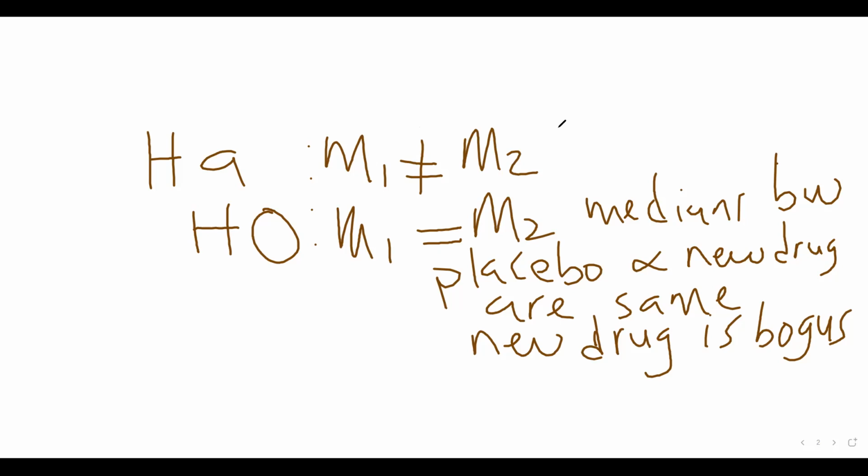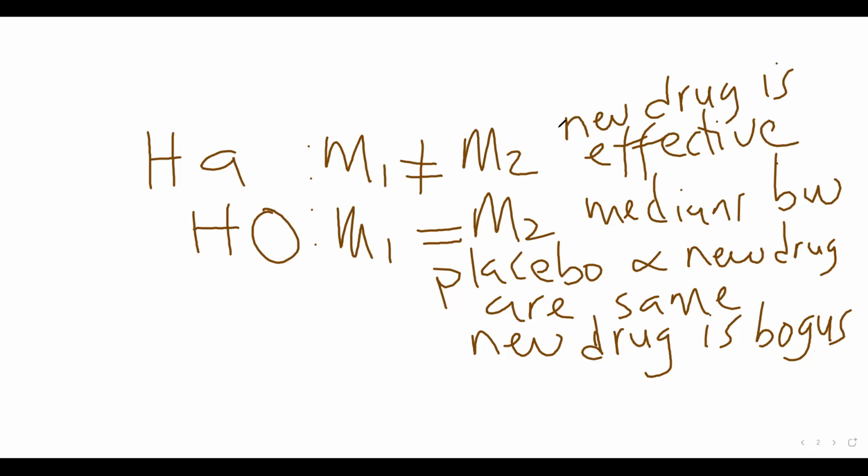So what this one will imply is that, okay, new drug is effective, because there is a difference. So you need to understand in simple, real life situation what the null and alternative hypothesis mean. So please keep this in mind, that the null hypothesis is saying that the new drug is useless. The alternative hypothesis is saying that the new drug is not useless. It is effective.